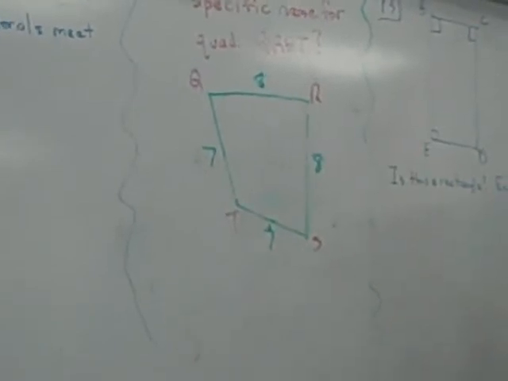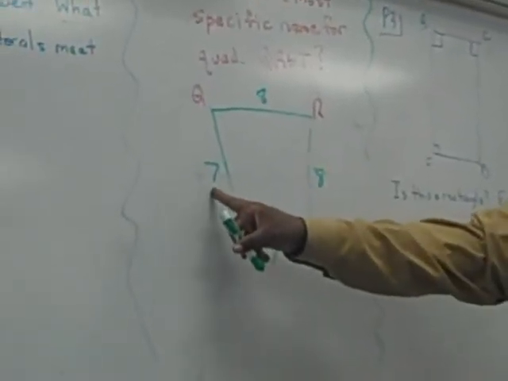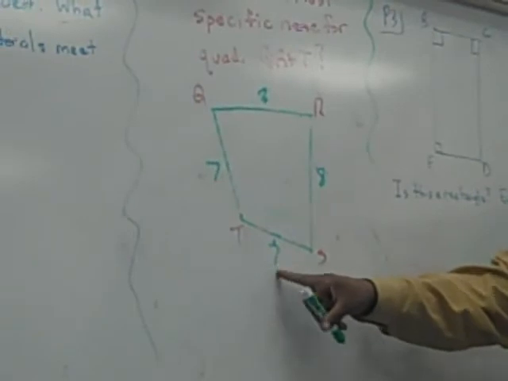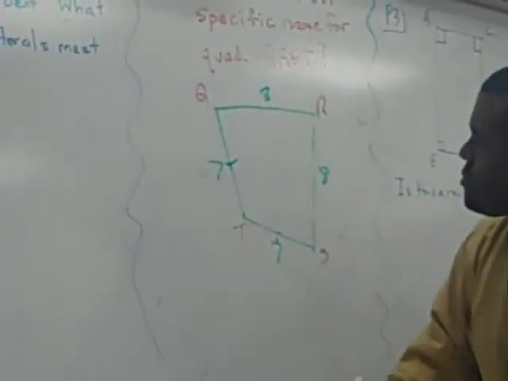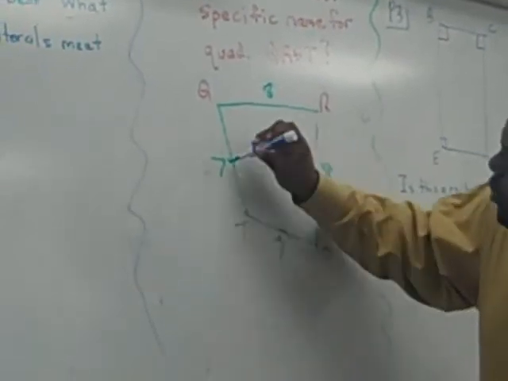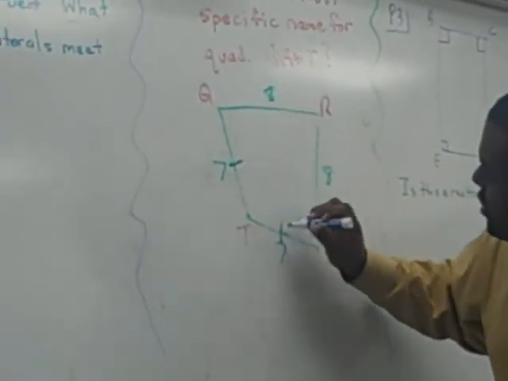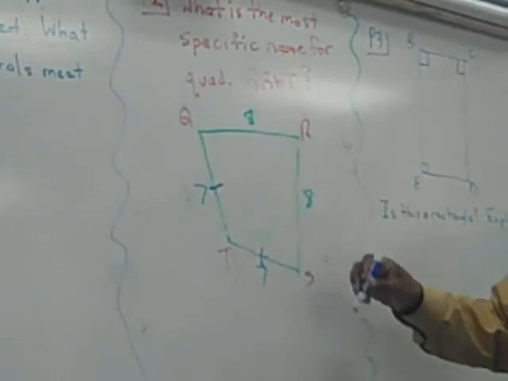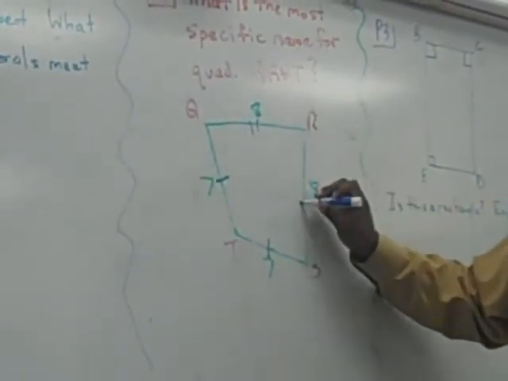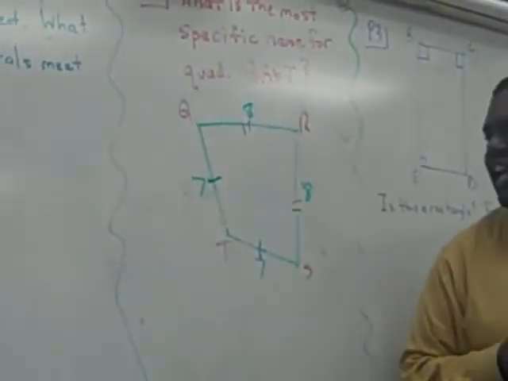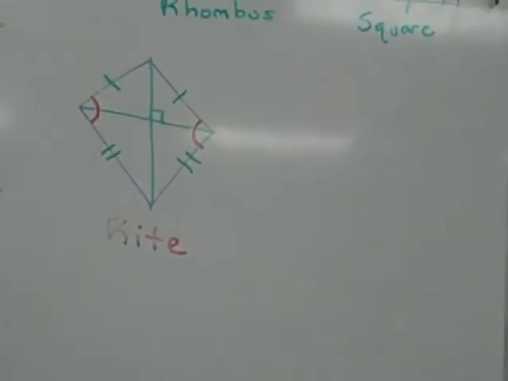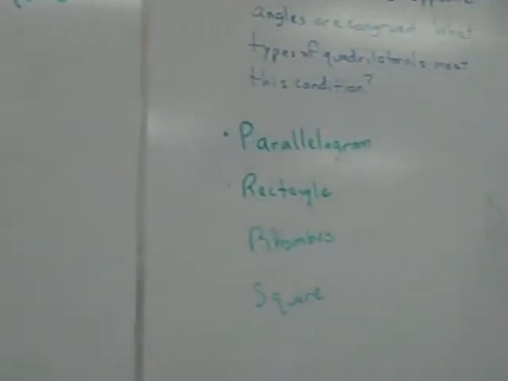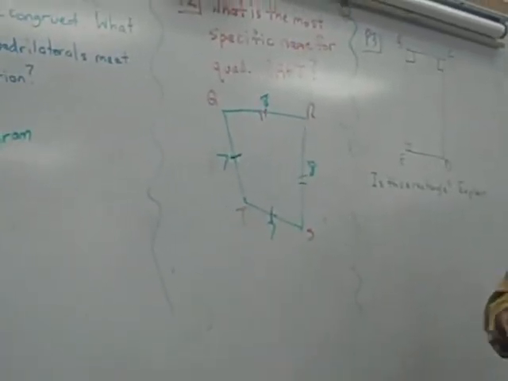Now, here's how we can determine it. We know that this is 7. We know that this is 7. So they're congruent. So we know that these two are congruent. We know that 8 and 8 are congruent as well. So, can you remember what shape this is, where if these two sides are congruent and these two sides are congruent, what kind of shape is that? That's right. It's a kite.